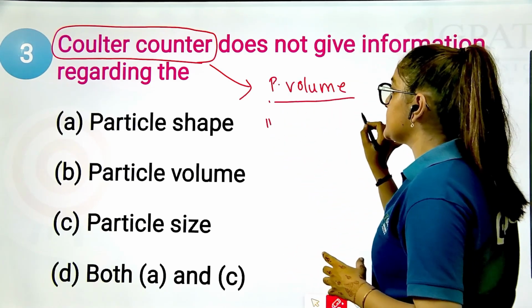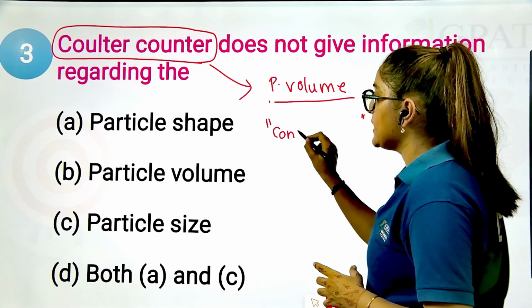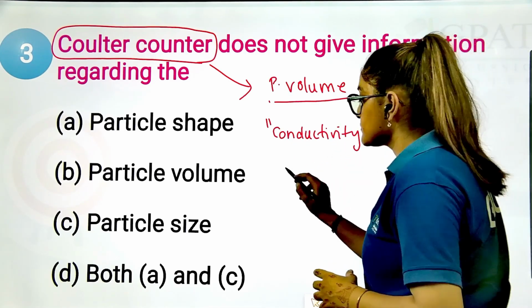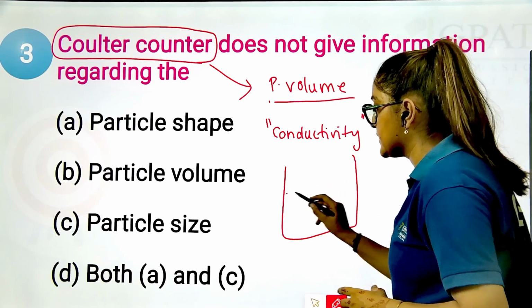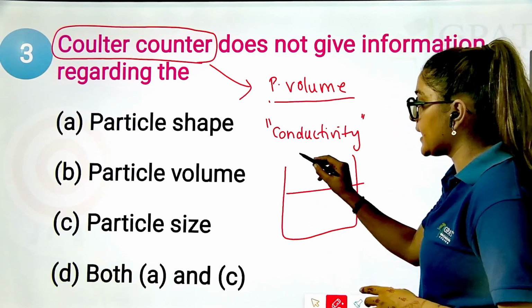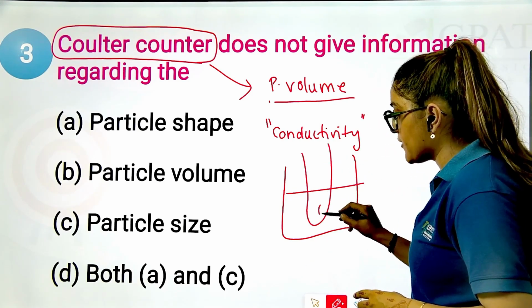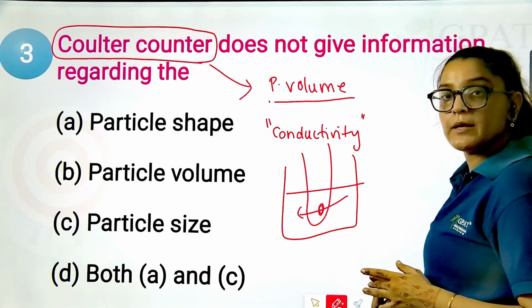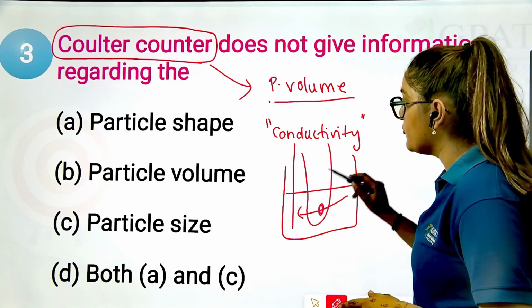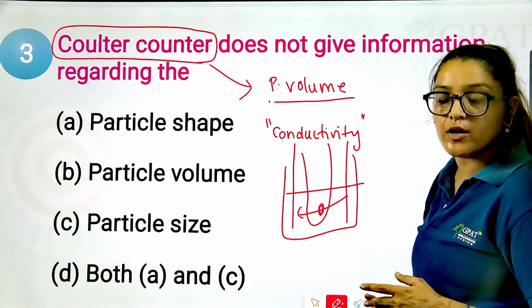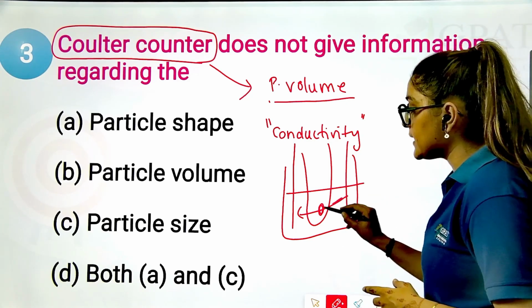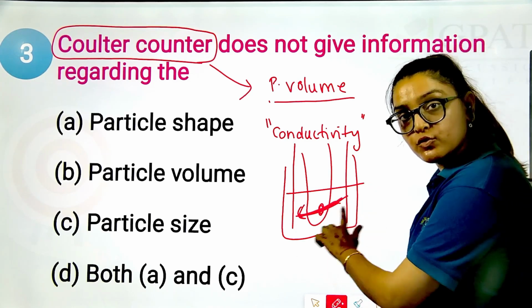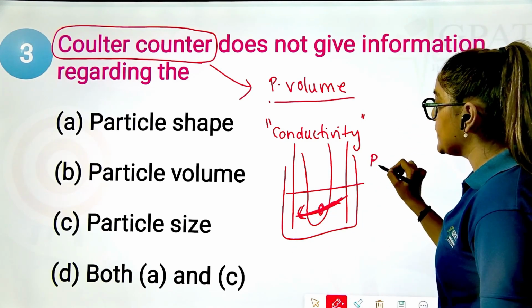Now this method is actually based on conductivity, right? So generally what happens, we have a beaker here, it contains a conducting liquid, right? From this apparatus we have a simple orifice here. The conducting liquid is passed through this orifice. Obviously there will be electrodes for maintaining the charge. So as soon as the particles pass through the conducting liquid and this orifice, there will be a change in resistance.